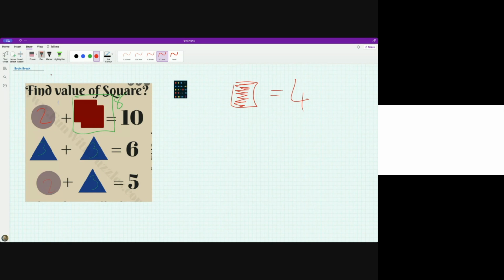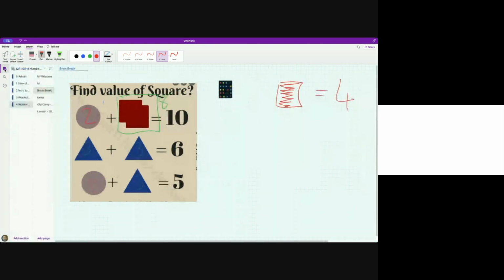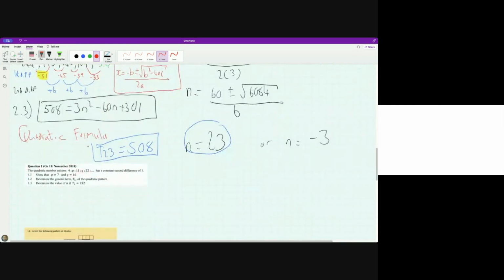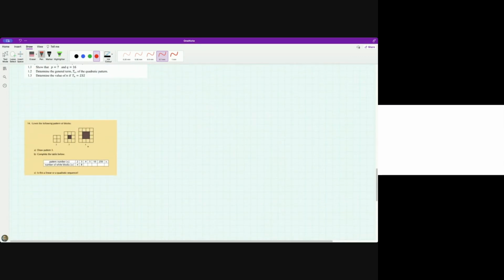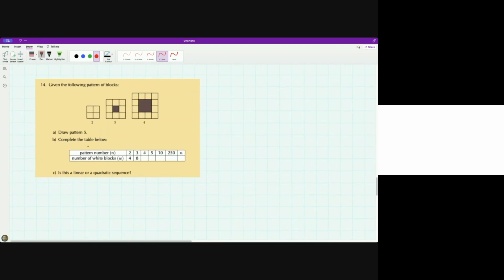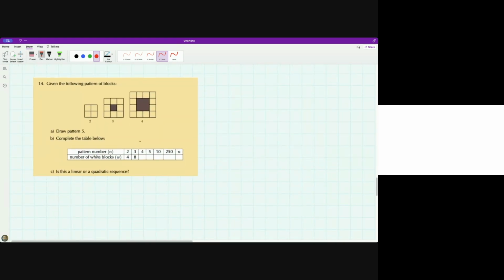Okay, everyone, let's rock and roll into the next part of the lesson. So let's draw one. Let's have a look at something with pictures, and then we'll go back to that other one. So it says, given the following pattern of blocks, I want you to complete this table over here. So draw pattern 5. And after you've drawn pattern 5, I want you to say done. And then we'll see if we can agree what the next pattern looks like.